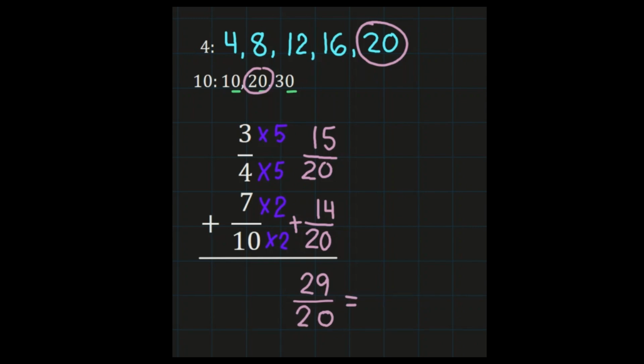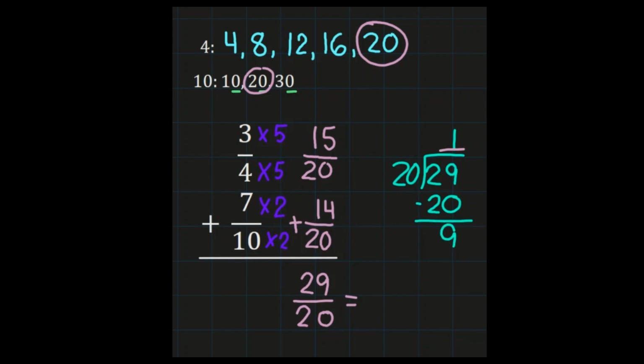That's an improper fraction, so I'm going to need to change it to a mixed number. And I do that by dividing my numerator of 29 by my denominator of 20. So I'm going to put the 29 on the inside since it needs to be divided by 20, and the 20 goes on the outside. 29 divided by 20 is 1. 1 times 20 is 20. When I subtract 29 minus 20, I get 9.